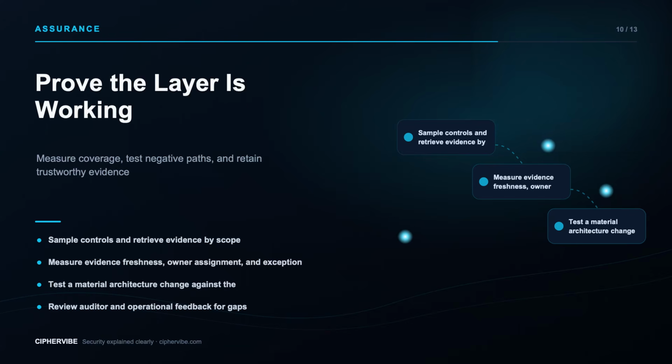Collect evidence that the intended control applies to the correct scope and that violations become visible. First, sample controls and retrieve evidence by scope and date. Second, measure evidence freshness, owner assignment, and exception expiry. Third, test a material architecture change against the mapping process. Fourth, review auditor and operational feedback for gaps in control design.